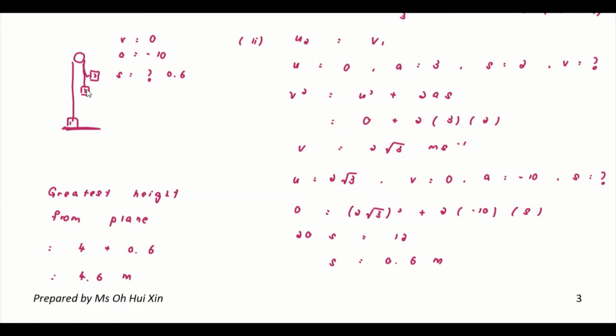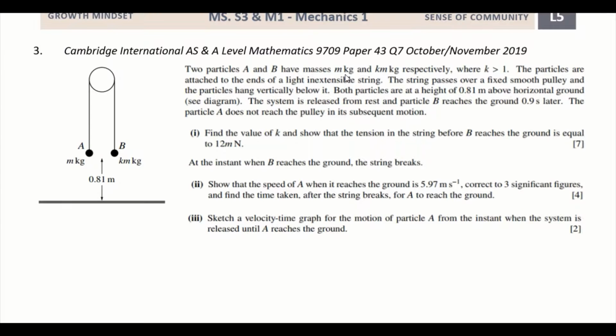So how you get the initial velocity of this one is to find the initial velocity of your first particle reaching the ground and so on. Alright, so now we'll be looking at the last example, where the string breaks after that. Alright, the last question.